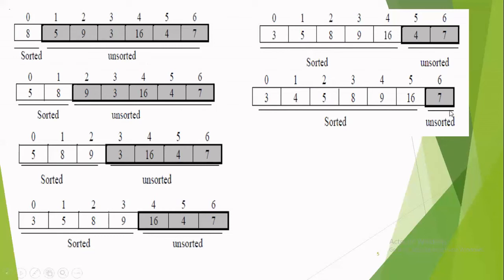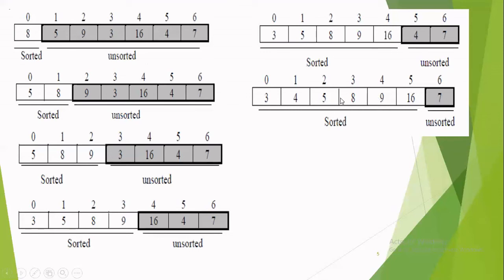And now the unsorted list contains only one element. You are going to compare that element with the last element in the sorted list, that is 16. 16 is greater, hence you will move 16 to the right. And now you will compare 16 with 9. 9 is also greater, move 9 to the right. And again, you will compare 8 with 7. 8 is greater, move 8 to the next location.